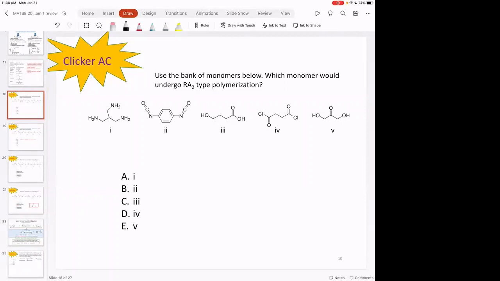All right. Using the bank of monomers below, which monomer would undergo an RA2 type polymerization? Not RAB, RA2. There's only one type of RA2 polymerization that we studied. It's the weird one. We just need to figure out which monomer makes a polyether.